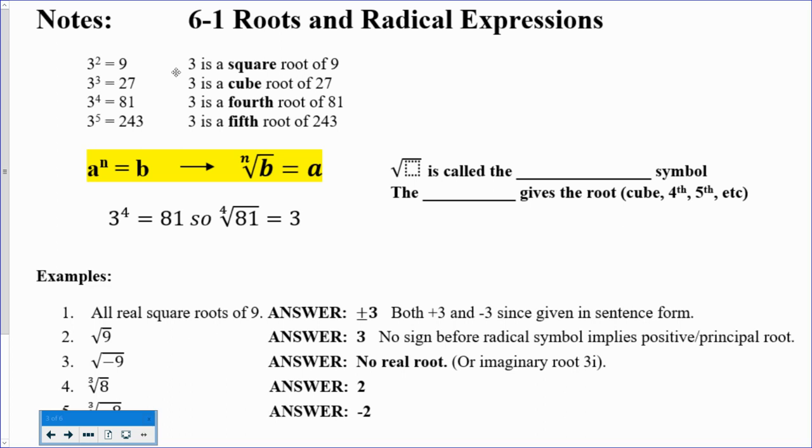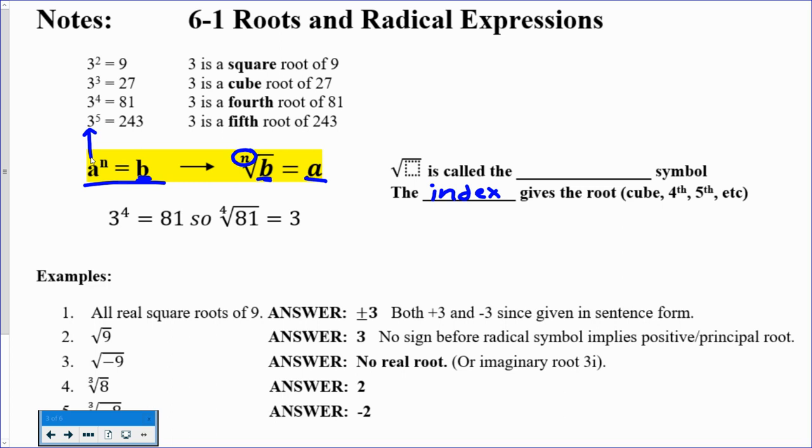Okay, so for any problem in this form, each of our examples above had 3 as that base raised to an exponent, which gives you some number. We're calling that b. That number inside of a radical would give you your base, if that little number, which we are going to call the index, tells you what power you should be raising a to get the number inside of your radical.